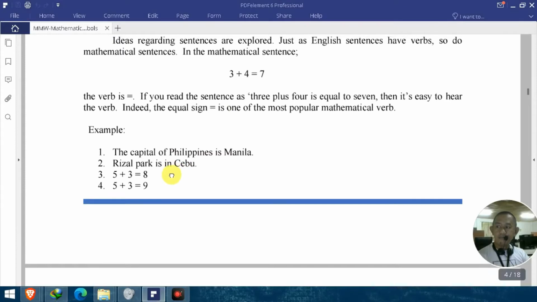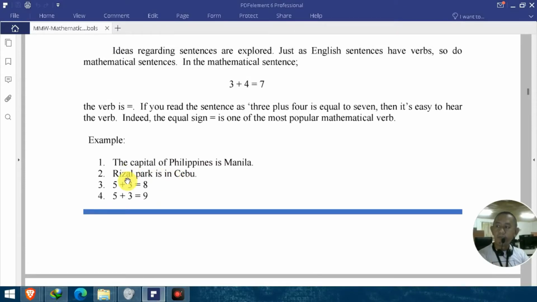For example, here we have 4 sentences. The capital of the Philippines is Manila. That is a complete sentence and we have a period. And then we have, Rizal Park is in Cebu. That is still a sentence. The first one is true if you check the statement. Rizal Park is in Cebu is false, but still a complete sentence. 5 plus 3 equals 8 is correct. But 5 plus 3 equals 9 is still a sentence, but it has a false value. It is a mathematical statement still, a false statement but still a complete sentence.